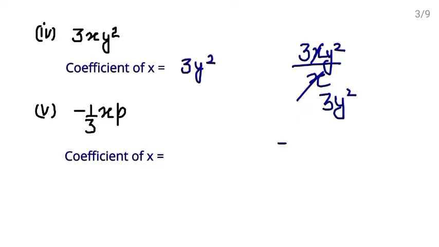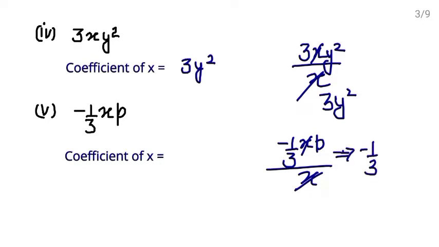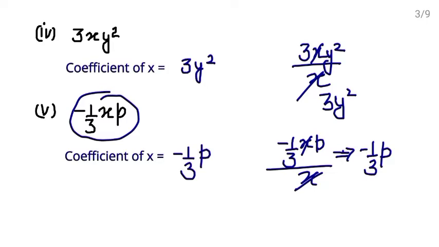Similarly, in the fifth part, they have given the algebraic expression minus 1 upon 3xp. And they are asking the coefficient of x. So divided by x, x to x cancel out, you are having minus 1 upon 3p. So the coefficient of x in this expression is minus 1 upon 3p.